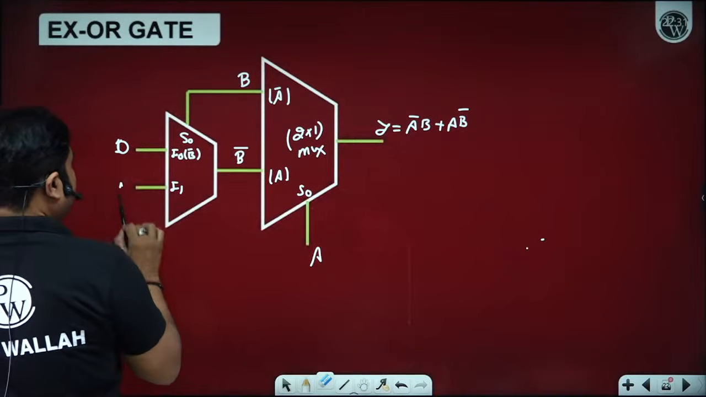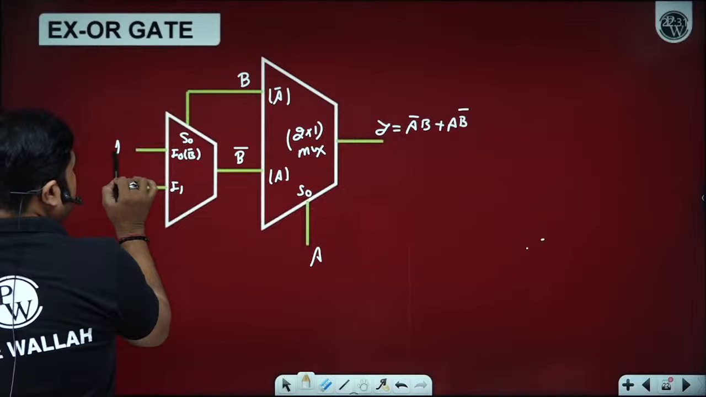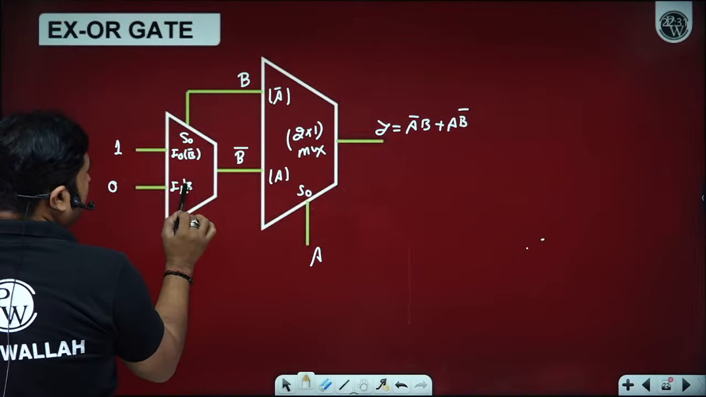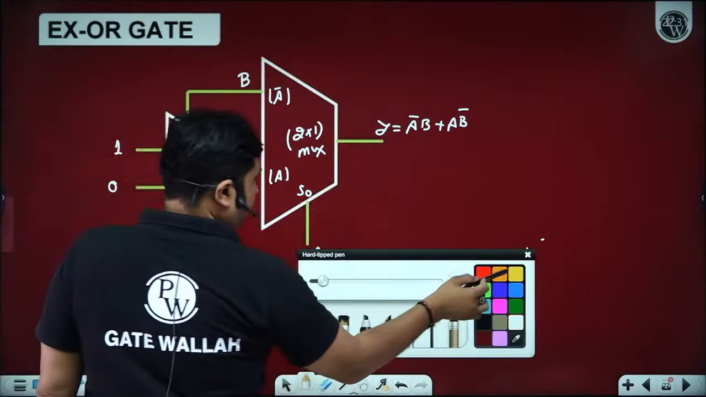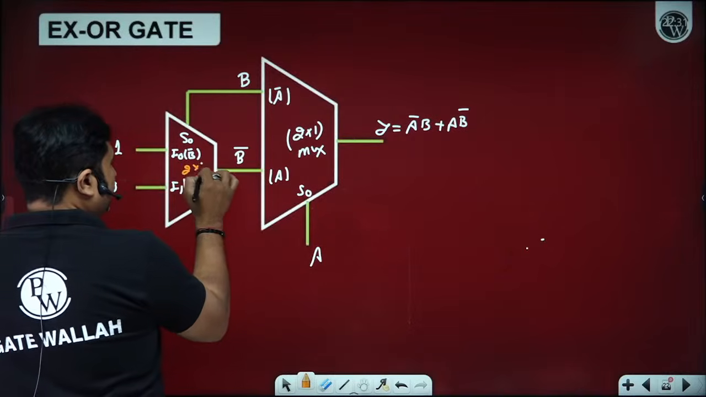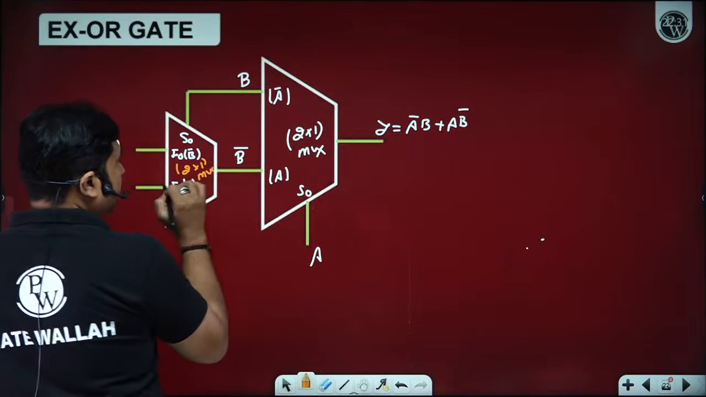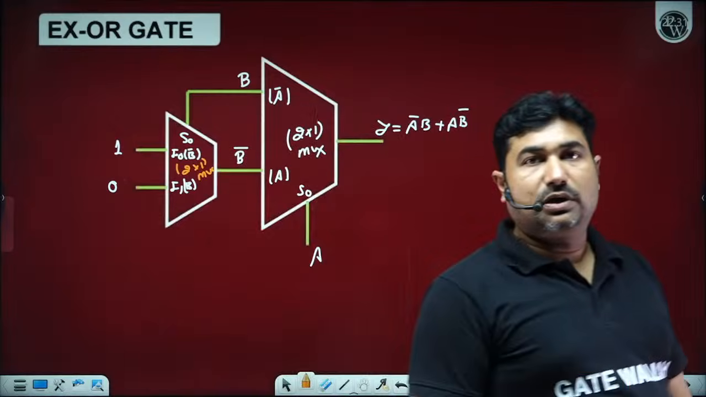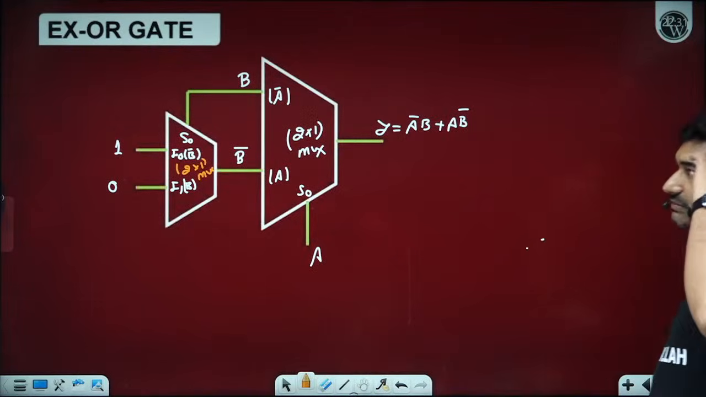So if we apply 1 0, we will get B bar as well from this 2x1 size mux. So we need two 2x1 size mux. How many of you able to understand, beta ji?